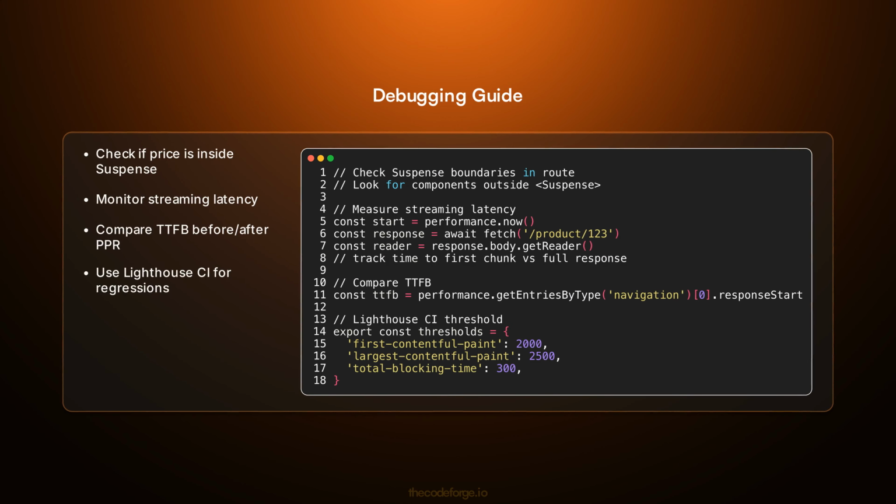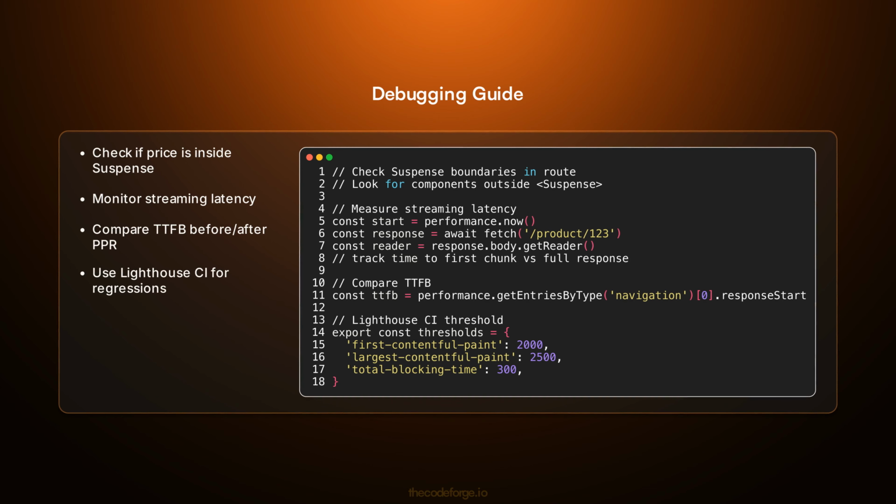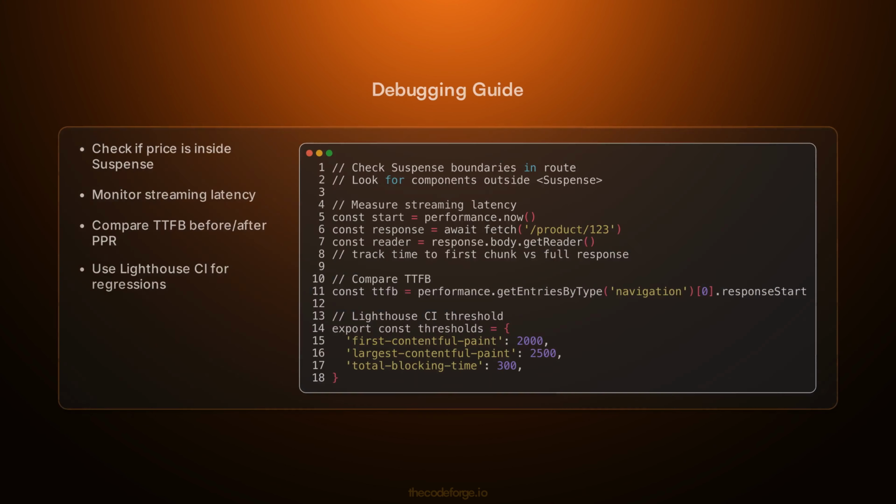To debug PPR issues, first check that dynamic components are inside suspense boundaries. Measure streaming latency by tracking time to first chunk versus full response. Compare TTFB before and after PPR. Use Lighthouse CI to catch regressions.